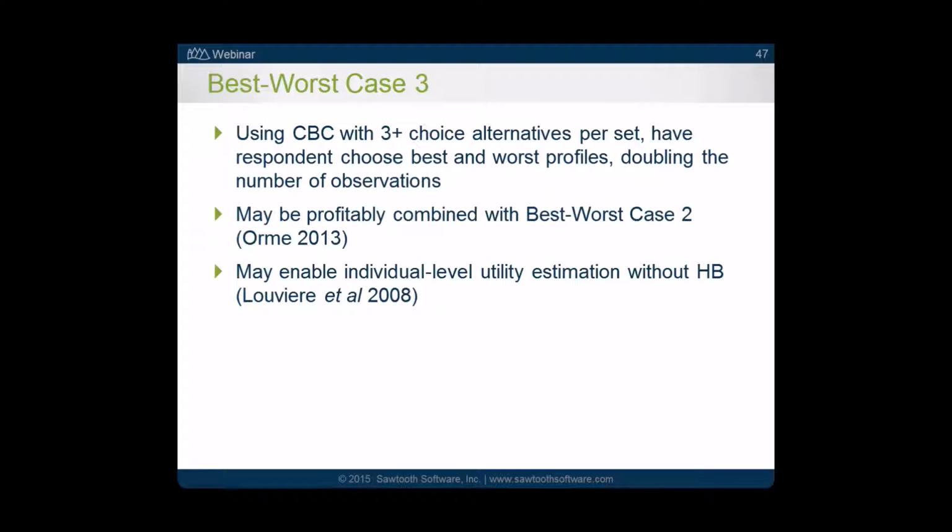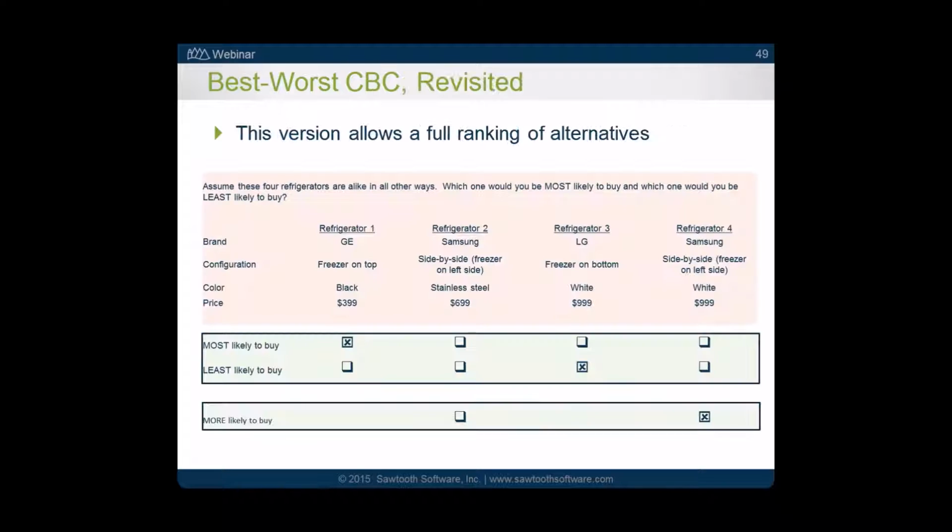And then at the Sawtooth Software Conference in 2008, Jordan Louviere and several co-authors started talking about how, if you collect the full rank order data, there's a way to use this best-worst data to come up with individual respondent-level utilities that doesn't involve using HB at all. So you can analyze this with standard Logit software, which is potentially kind of neat.